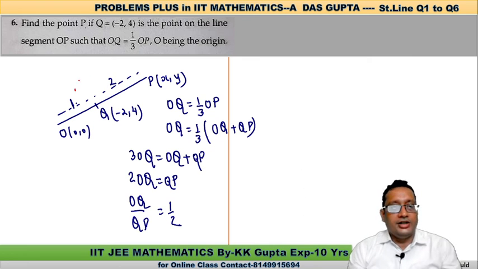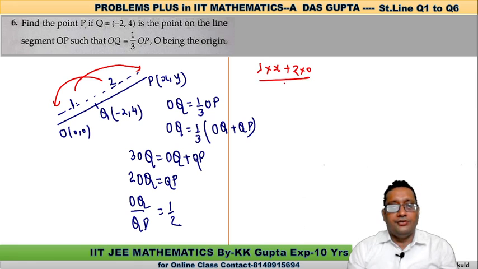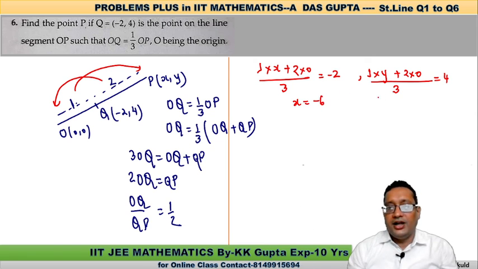It means 1 will get multiplied with this coordinate and 2 will get multiplied with this. So (1 into x plus 2 into 0) divided by 3 is equal to -2. This is for the x coordinate, and for the y coordinate, (1 into y plus 2 into 0) divided by (2 plus 1), that is 3, is equal to 4. So x is equal to -6, and y is equal to 12. So the coordinate of P (x, y) becomes (-6, 12).